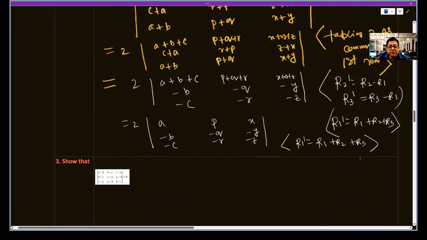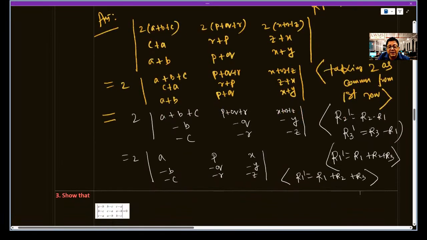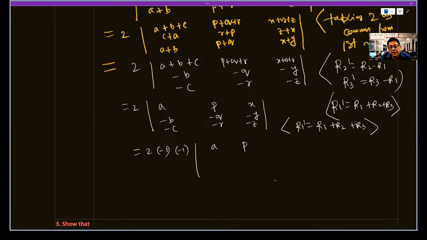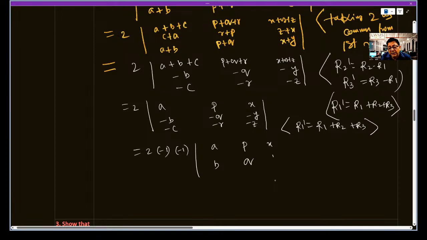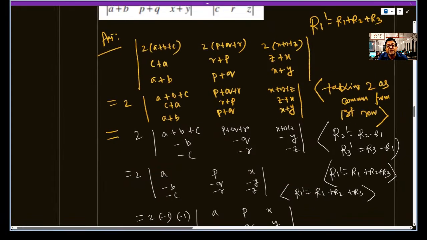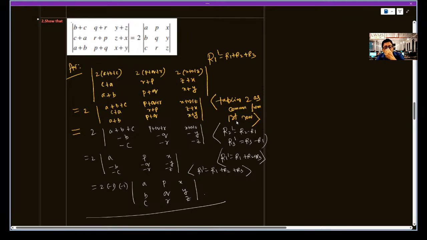Have I got it? Not yet. We have to get APX, BQY. So what I'll do there, I'll be just taking the common minus 1 from the second row and minus 1 from the third row. 2 minus 1, APX, CRZ. Clear? Okay. So we got the right hand side. You check now. We got this thing. We got the same thing. You can check it once. Have we got it?